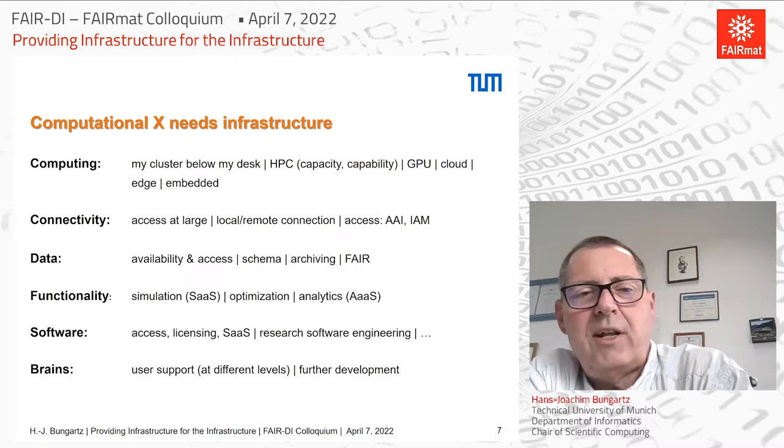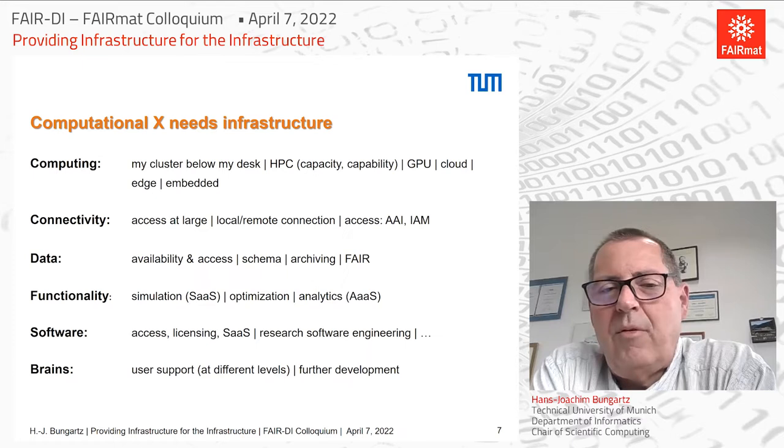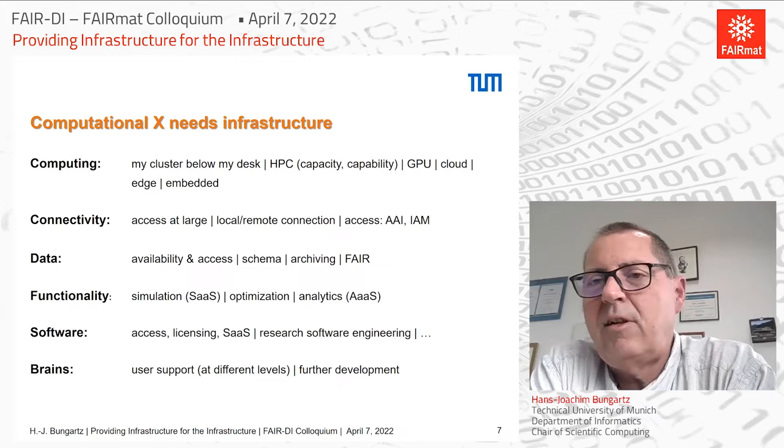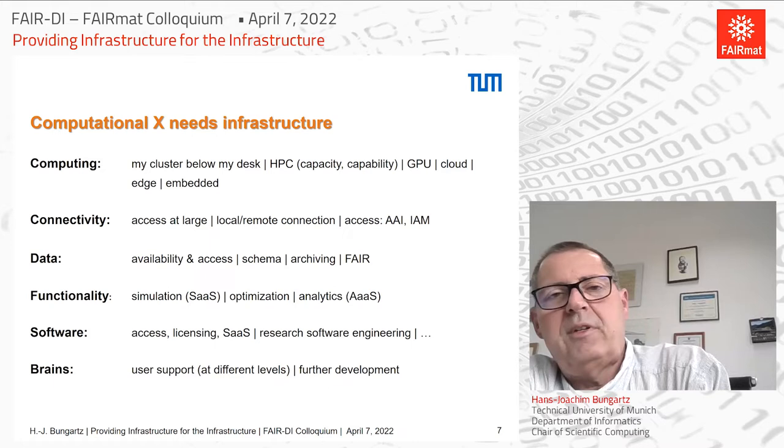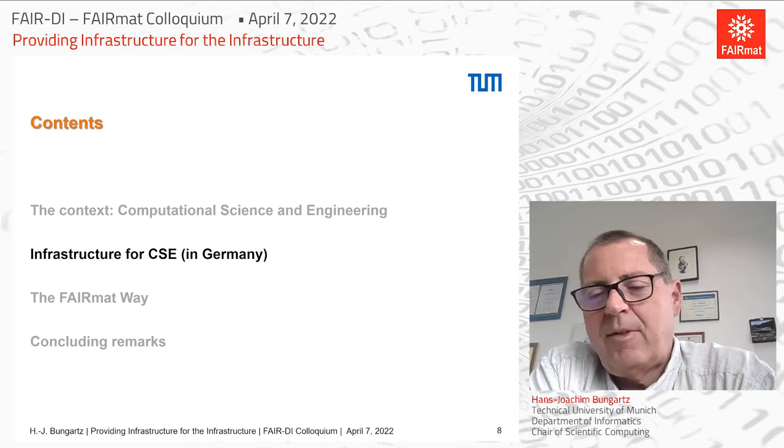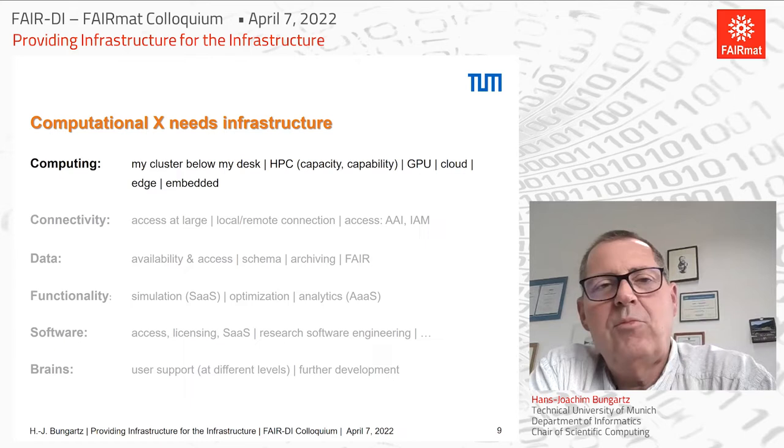And not to forget, of course, all these things do not work if we don't have the right people. People we need for support of users at very different levels, because user communities typically are very heterogeneous, but also people we need for the further development of our infrastructure. Okay, so some brief remarks on what is there in Germany. So let's just begin with the computing part.